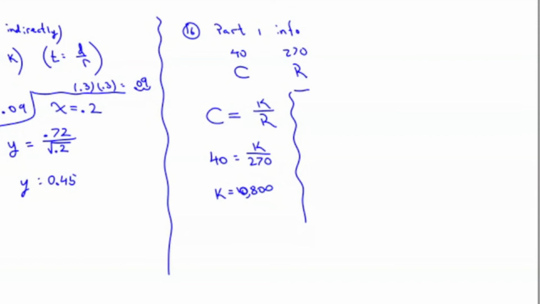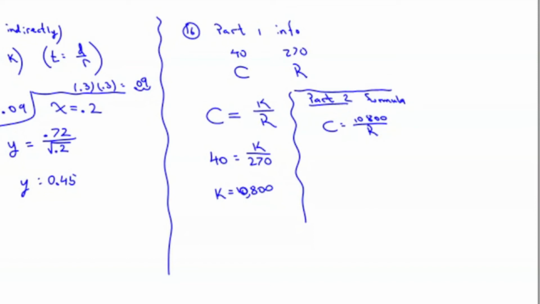So here's part 2. Formula. All right, what's the formula going to look like? C equals 10,800 over R, not over 100. You want your formula first because things can change. Your C can change and your R can change. But that 10,800 is going to stay constant.